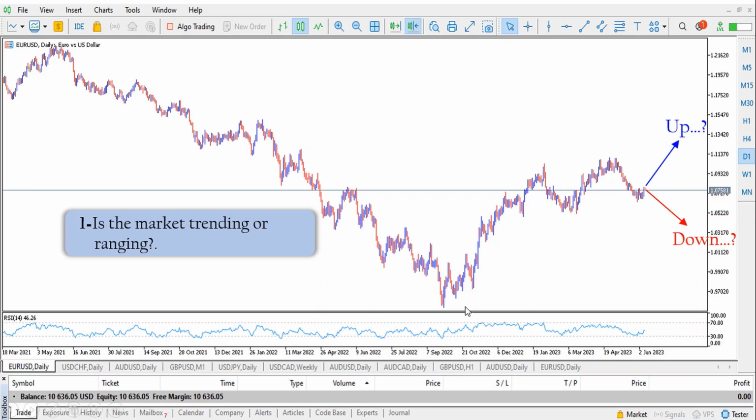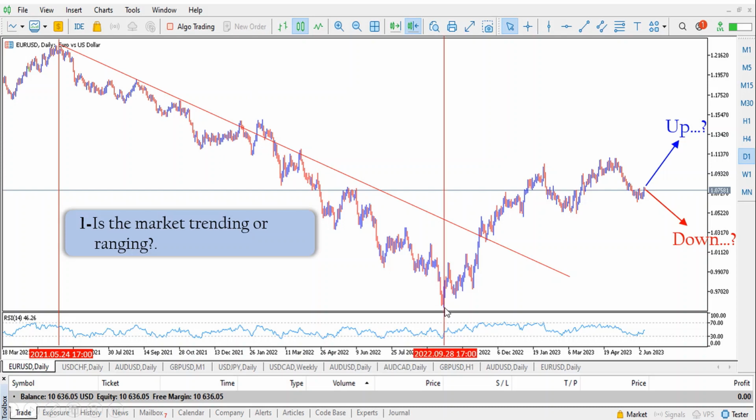I will use the same technique. I will draw a trend line from the highest price down, and then I will specify the period of this trend by using a vertical line. Here I will draw a vertical line at 24/5/2021, and the lowest price is at 28/9 of 2023, and this period took 16 months. So it means that the EURUSD was in a bear or downtrend for 16 months.